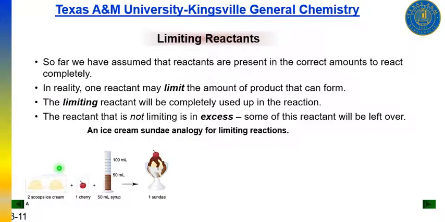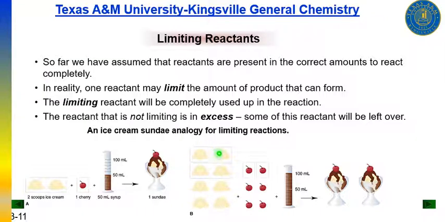For example, in order to produce a sundae ice cream, you need 2 scoops of ice cream, 1 cherry, 50 milliliters of syrup. What you have is 8 scoops of your ice cream, 6 cherry, 100 milliliters of syrup. In this case, which one is your limiting reactant? I heard syrup, yes, syrup. So how many sundae are you going to make? 2. Yes, your product will be 2.